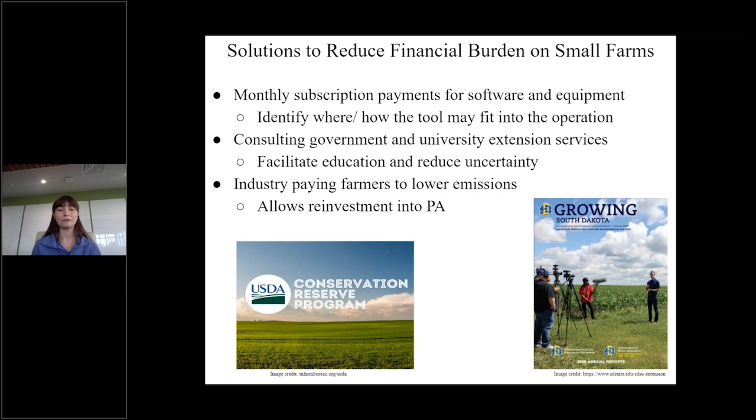Additionally, consulting government and university extension services can be really helpful in facilitating education and reducing that uncertainty. That essentially can help to identify where the software or equipment might fit into the operation, but also can really help make it more efficient and efficiently use that technology for that specific field. Additionally, industry is paying farmers to lower their emissions, and that really allows farmers to reinvest into their operation and allows them to reinvest into precision agriculture.